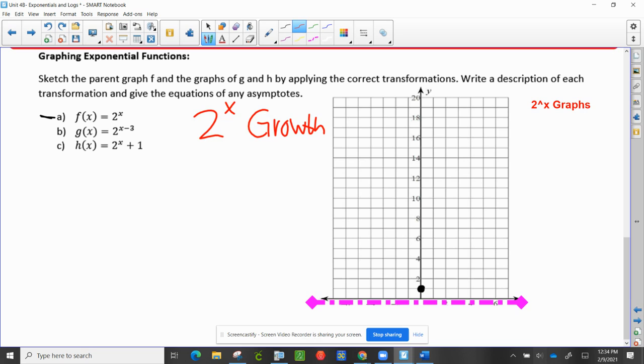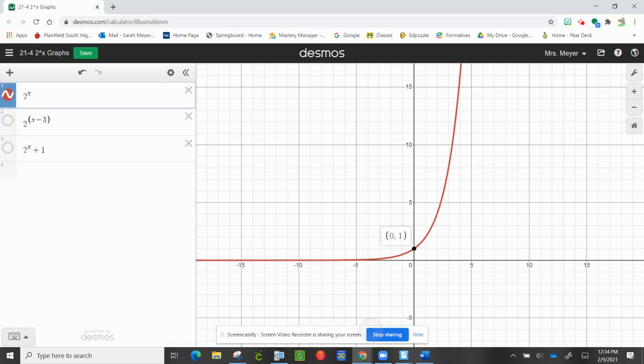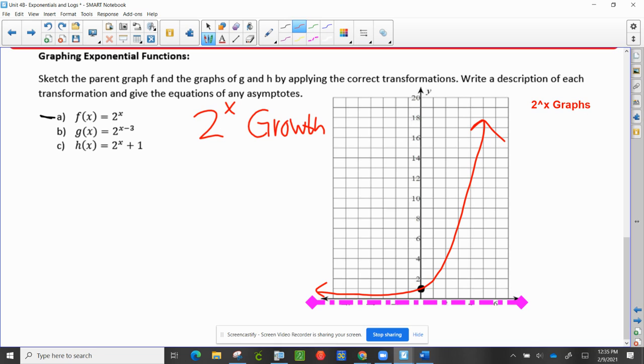So since it's growth, the function is going to start low by my asymptote, pass through my point, and then shoot upwards. Okay, just like it did on Desmos. See, it starts low by the asymptote, passes through 0, 1, and then starts to increase quickly.